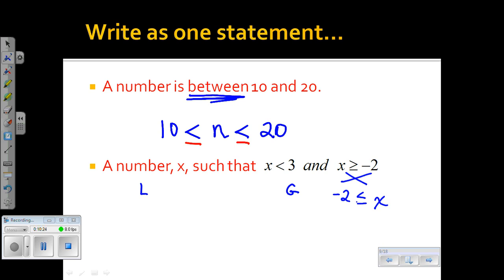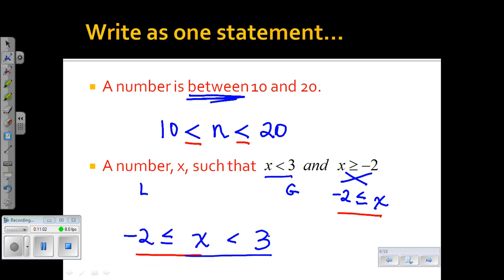Now I just have to put this in order from least to greatest, just like I have up here: 10 is less than n is less than 20. That means I'm going to put -2 is less than or equal to x, which is less than, not or equal to, just less than, since that's what it says here, 3. So I've really just put this statement here, and then this statement right here, and they put together into one long statement.